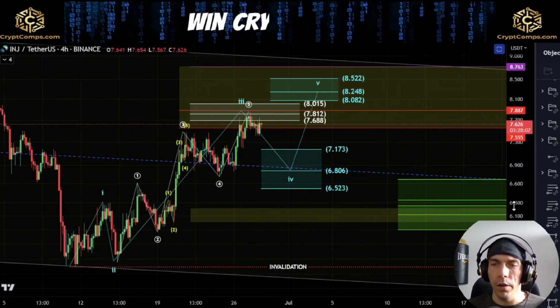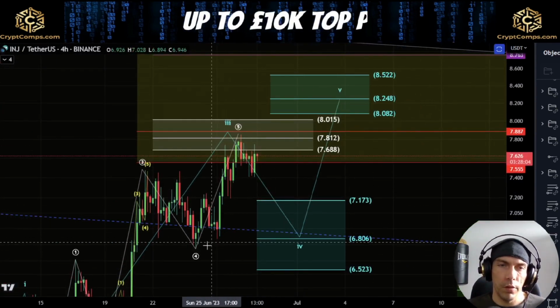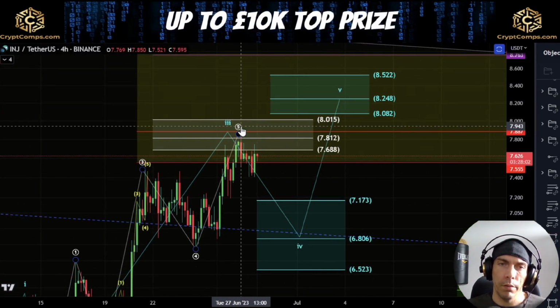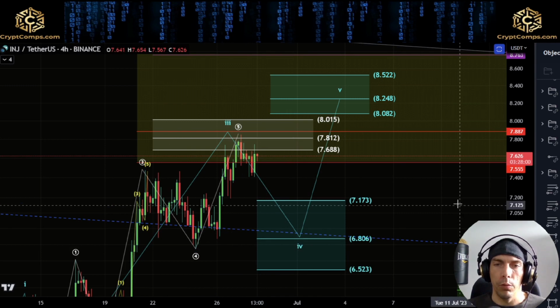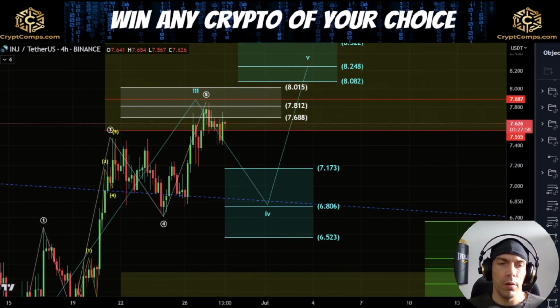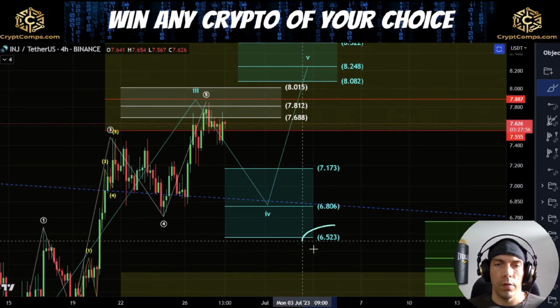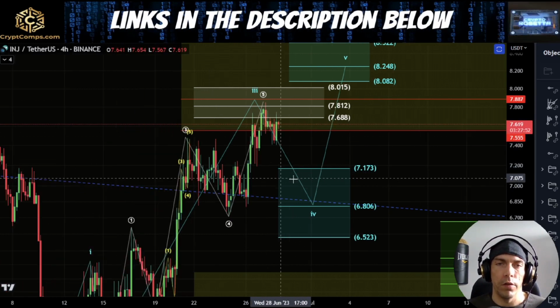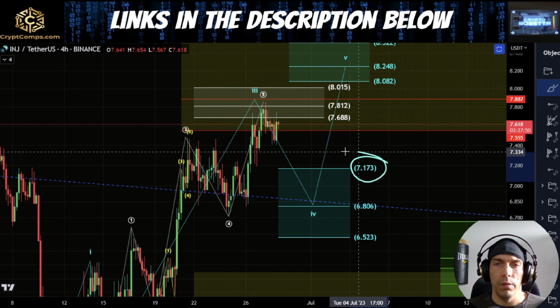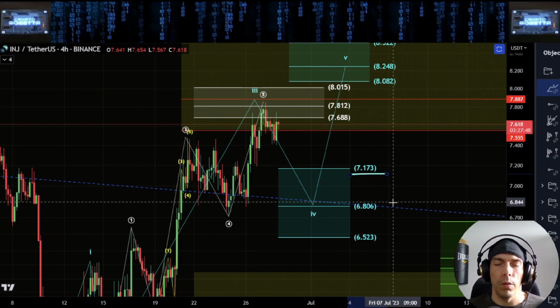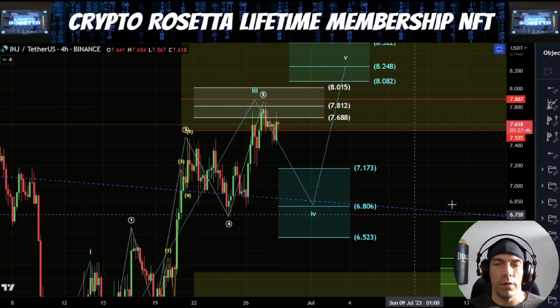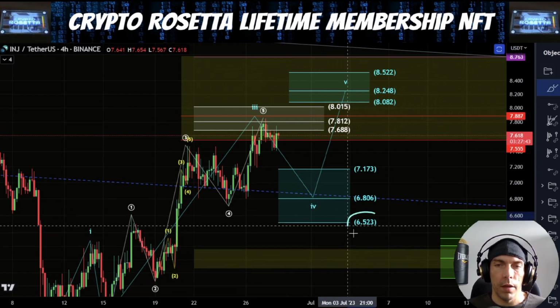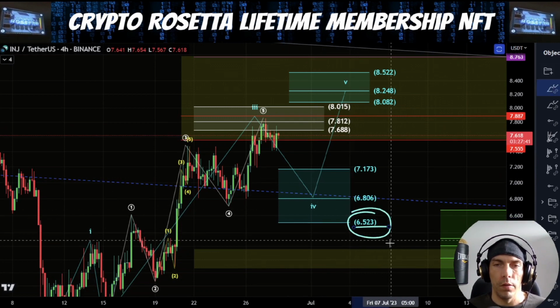Now, it is possible that this move is actually completed here, where this is 1, 2, 3, 4, 5, and actually we are looking for this fourth wave. Now, if this is the case, what we'd be looking for would be holding this zone of this 6.52, and we'd want to see a 3-wave move develop to the downside here. So the higher end of this would be the 7.17, and then if we were looking for that key zone lower down here would be the 6.52.